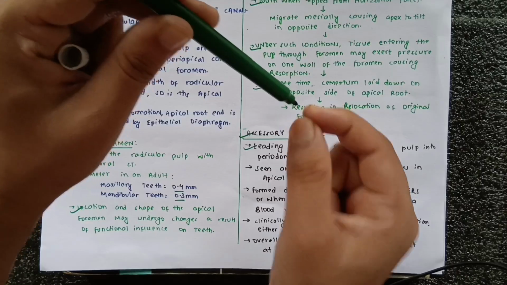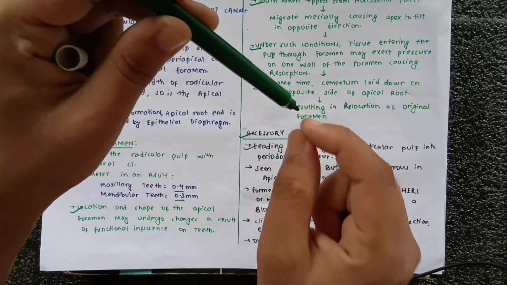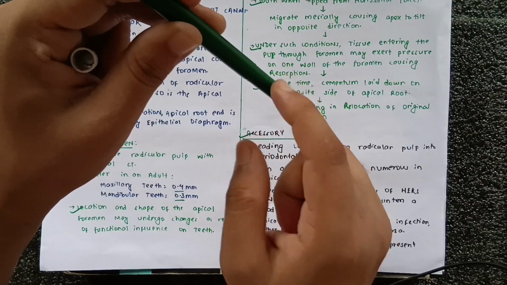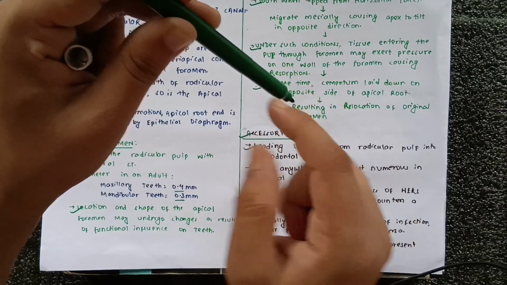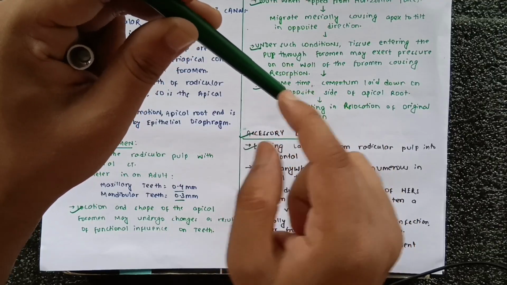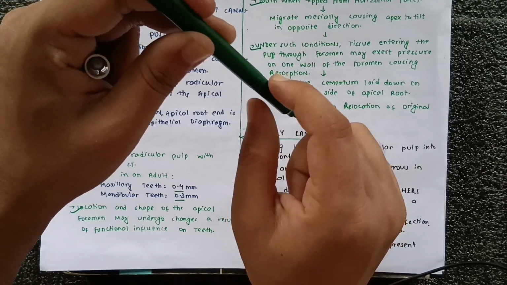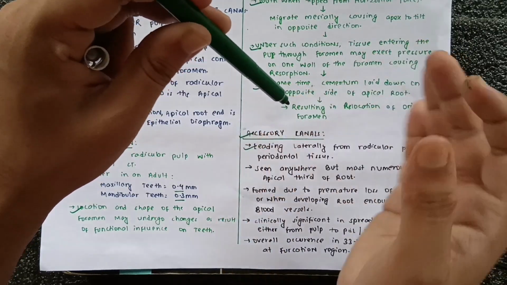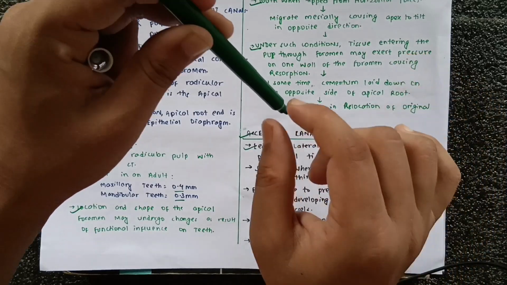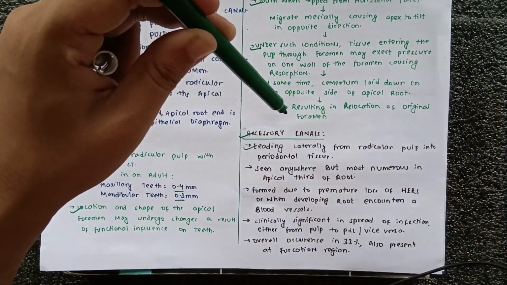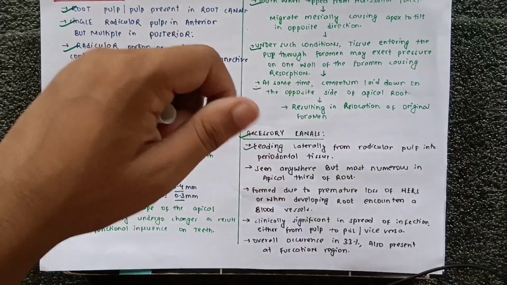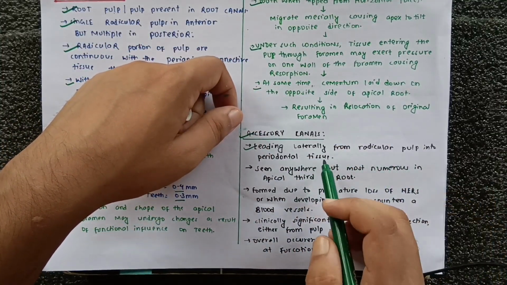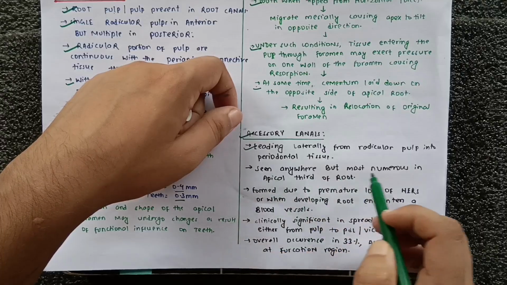There is a proper apical foramen present here, but I am talking about the space before this apical foramen. There is a canal arising from this radicular pulp laterally, before the apical foramen, connecting the radicular pulp with the periodontal tissue. That is called the accessory canal. It leads laterally from the radicular pulp into the periodontal tissue and is seen anywhere, but is most numerous in the apical third of the root.